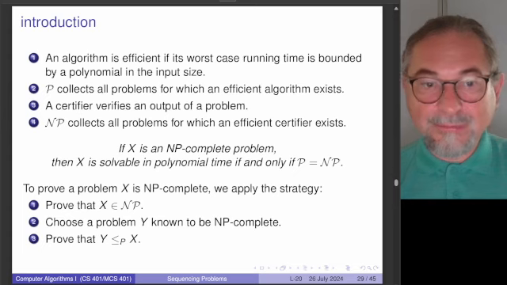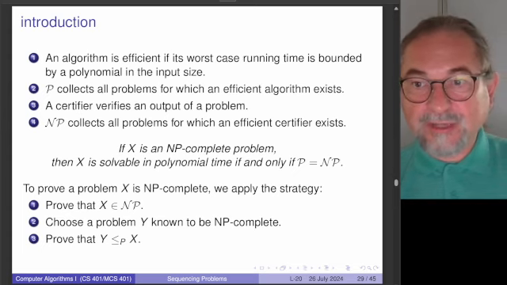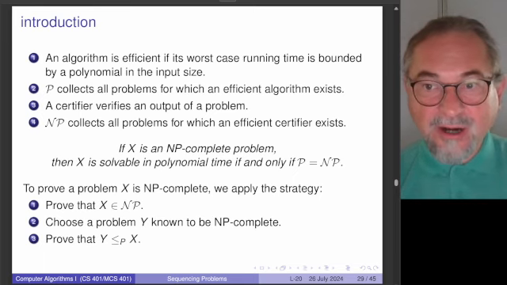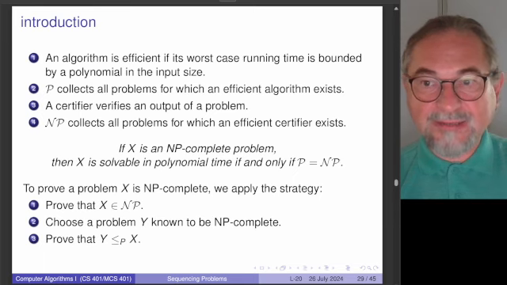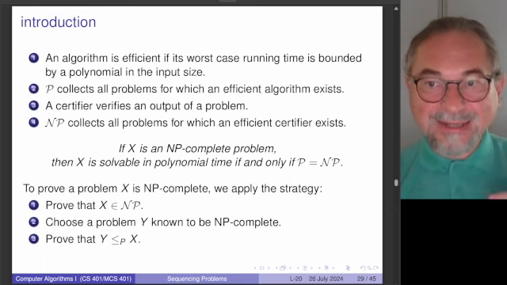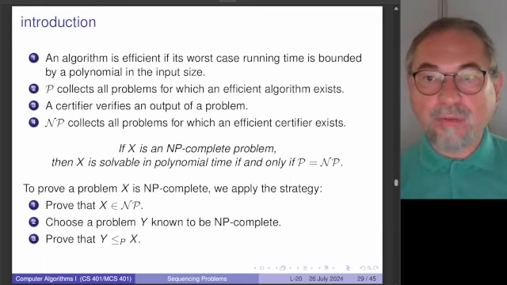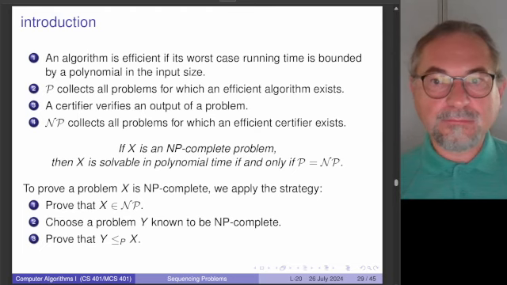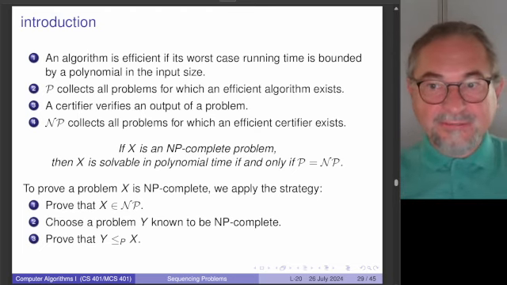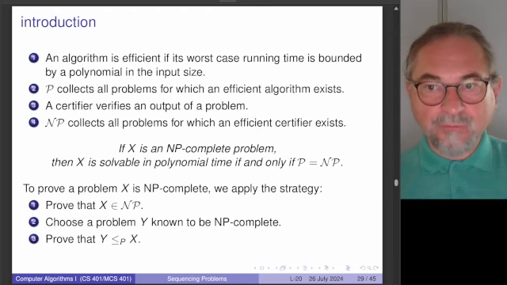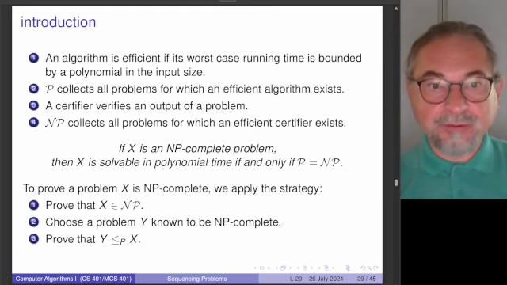So if we have a new problem, to show that it is NP-complete, we first have to show that there exists an efficient certifier. Then the hardest step is to show that there is an NP-complete problem that can be reduced in polynomial time to our new problem x. So this slide makes the lecture self-contained. It states the framework in which we will view the traveling salesman problem.